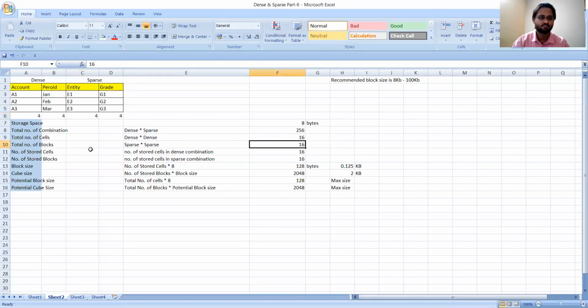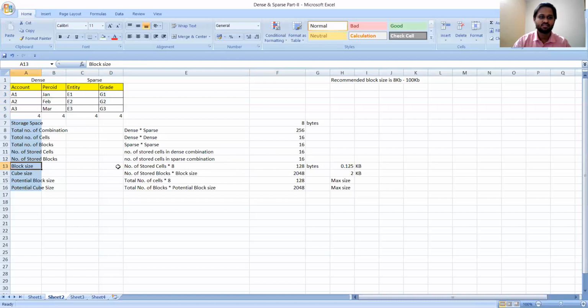That is the block size, and the number of stored cells is the number of stored cells in the dense combination. These are all stored cells, that is 4 into 4 again, that is 16. Next, the number of stored blocks, that is the number of stored cells in the sparse combination. The number of stored cells in the sparse combination is 4 into 4, that is also 16.